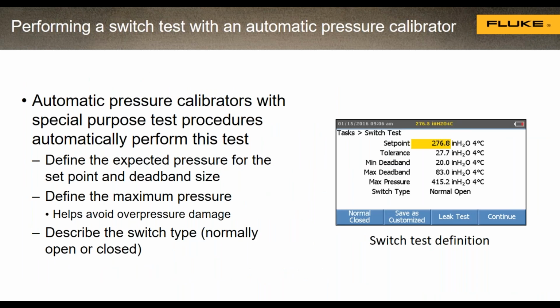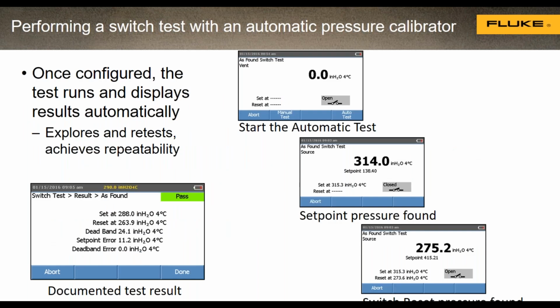One thing cool about having an automatic pressure calibrator is you just define what you want the set point to be, what you want the tolerance to be, what your minimum and maximum deadband are, and then you just press go. And that makes it nice. You can see in this application, you start the test, it's normally open, it pumps the pressure up, hits the set point, goes to reset, and then shows you the deadband. So it's a really efficient way of doing it. The cool part is it slowly steps that pressure up for you and gives you accurate results. And don't forget, it's going to document these results for you, and you can save that to software.